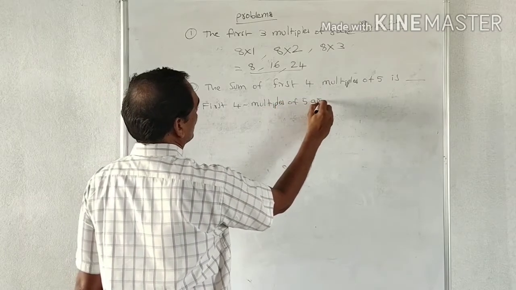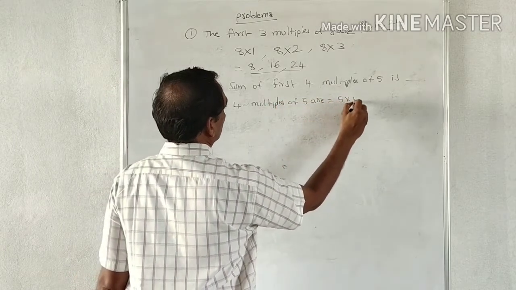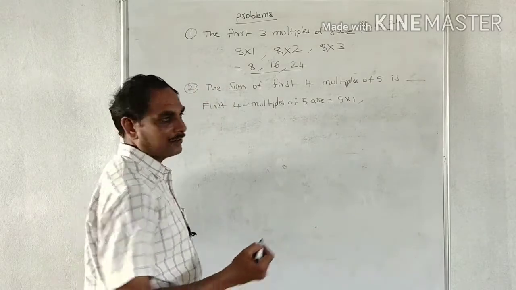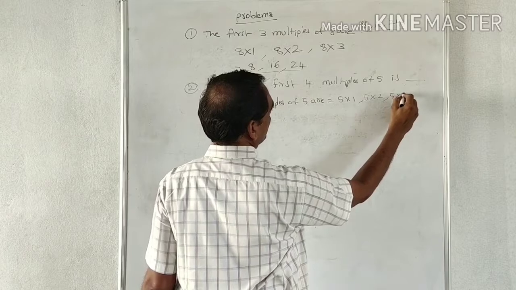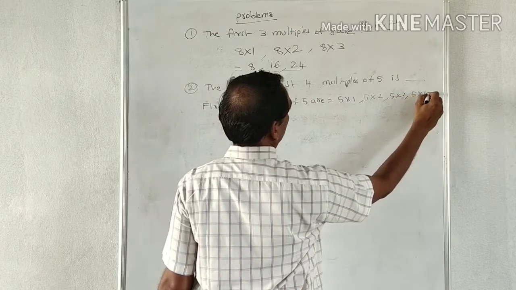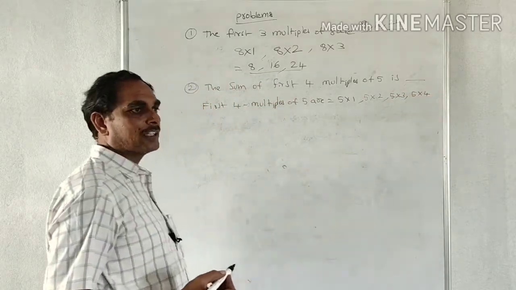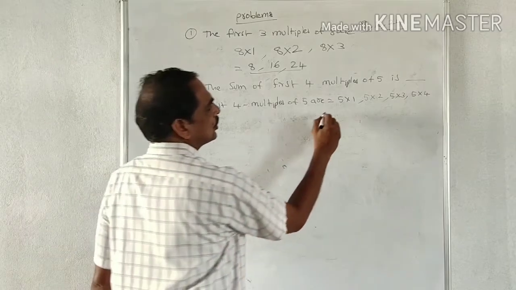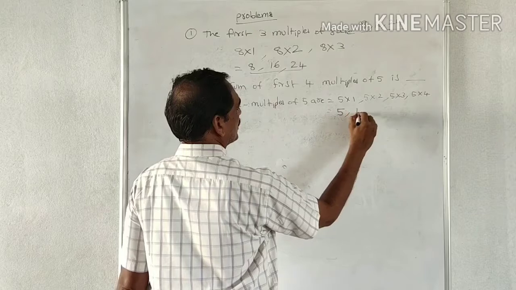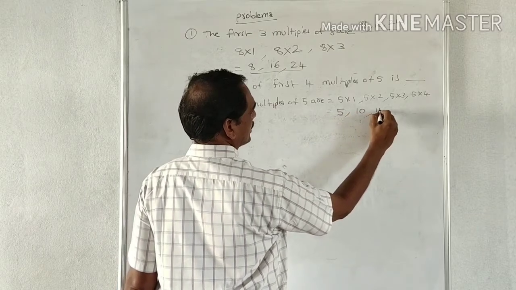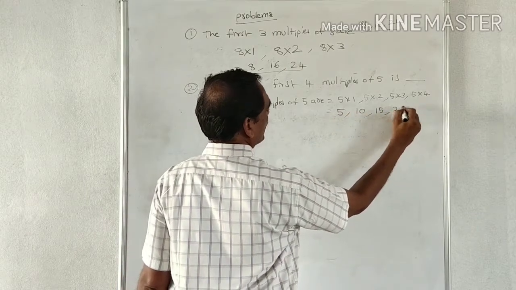of 5 are 5 ones. This is the first multiple of 5, and the second multiple of 5 is 5 into 2, 5 into 3, 5 into 4. These are the first 4 multiples of 5. Now first multiple 5 ones is 5, 10, 5 twos, 5 threes are 15, 5 fours 20.